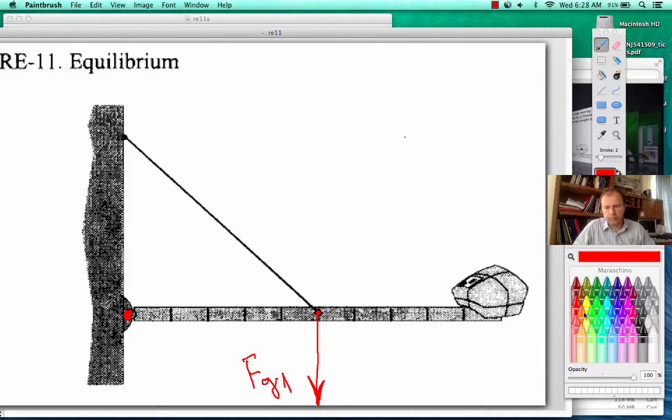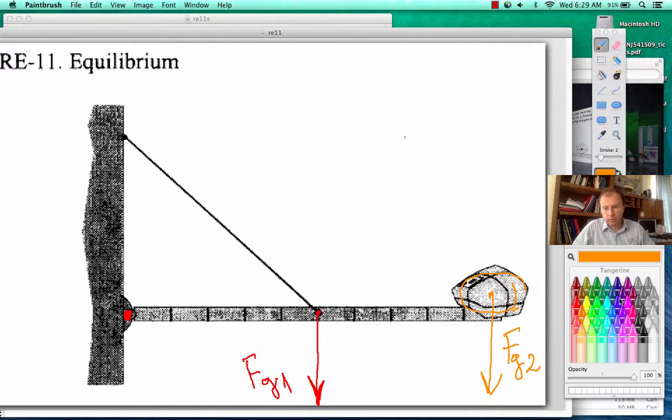But also, this object, the weight or the package, whatever is here, it has also a weight. It's attracted by the earth. So we're going to draw the corresponding force of gravity, and let's call it 2 because we are two separate different objects.